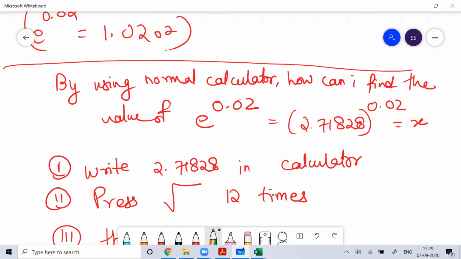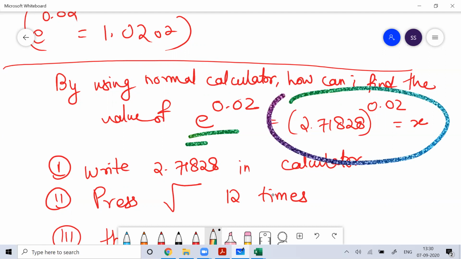Fine. So with a normal calculator, how can I find this value, e to the power 0.02? Logically in the exam they should give me this value, but in case the examiner does not give this value to me, then what should I do? How should I lose my marks for that reason? So how should I find this value?